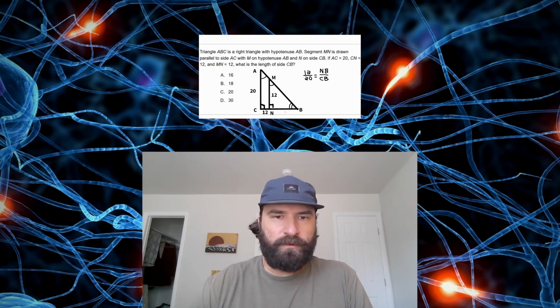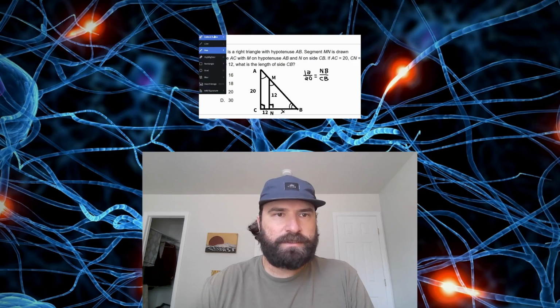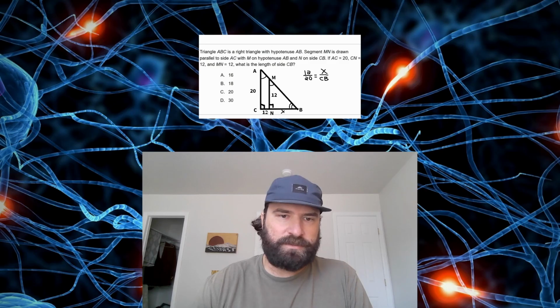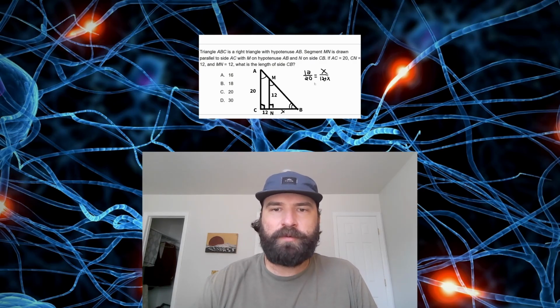Well, if we label NB as our x, then we can do just that. We can put x's into our equation. So now NB in our equation is going to become x. And then CB we can represent as 12 plus x, because you can see that a piece of this is 12 and then the other piece is x. So if we add those together, we get CB. Sweet. So now we've got an equation that only has one variable. X is our only variable. So all we have to do here is solve this equation.